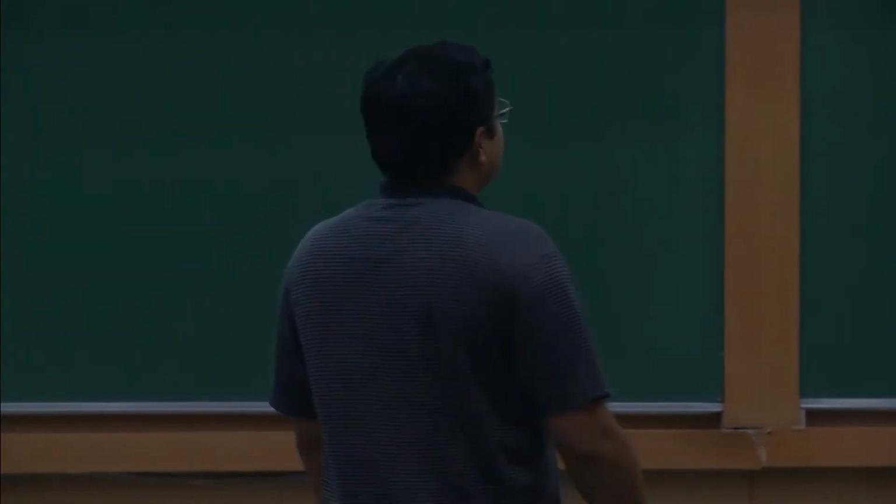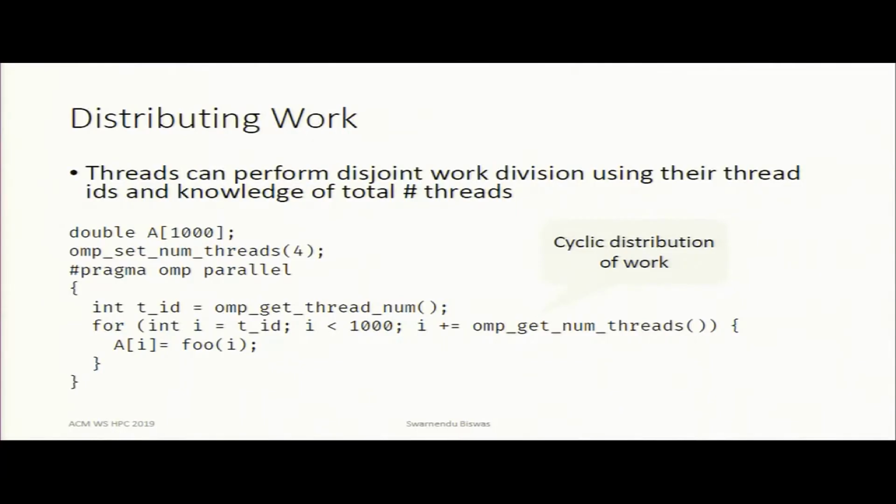Fine. So here we have a pragma parallel region, and then we launch a bunch of threads. Based on my ID, I will access elements. If I am thread 0, and there are n threads, I will access element 0, n, n plus n, and so on. If I am thread ID 1, then I will access element 1, n plus 1, 2n plus 1, and so forth. So it's like cyclic distribution of work.